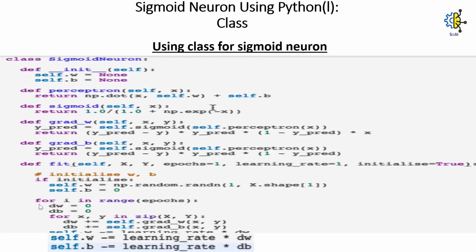And after that, for i in range epochs, dw is equal to 0, db is equal to 0. For x, y in zip x, y, dw plus equals self.grad_w with parameters x, y, and in the next line db plus equals self.grad_b with parameters x, y, and self.w minus equals learning_rate times dw, and self.b minus equals learning_rate times db. Let's move to the next slide.